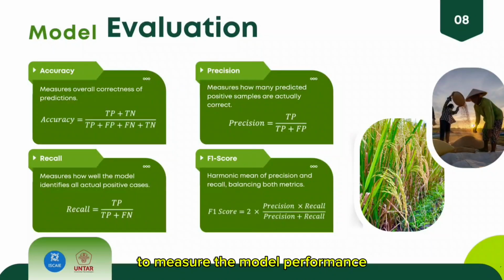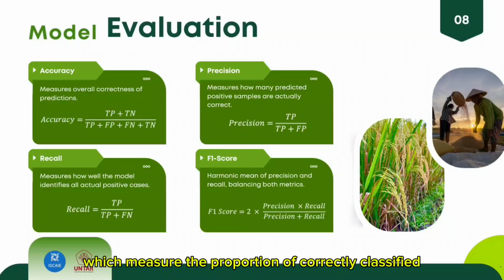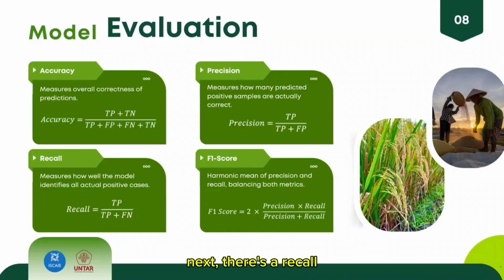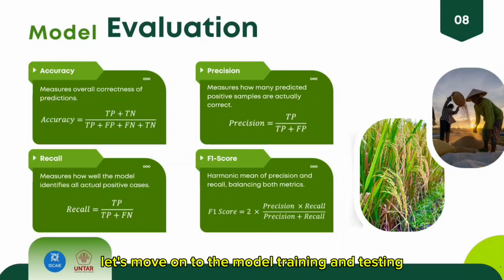To measure the model performance, we evaluate four key metrics. The first one is accuracy, which tells us the overall correctness of the predictions. Next, precision, which measures the proportion of correctly classified positive samples out of all predicted positive samples. Next, there's recall, which indicates how well the model identifies all actual positive cases. And lastly, there's F1 score, which balances precision and recall, providing a single performance metric. Now that we understand the evaluation criteria, let's move on to the model training and testing.